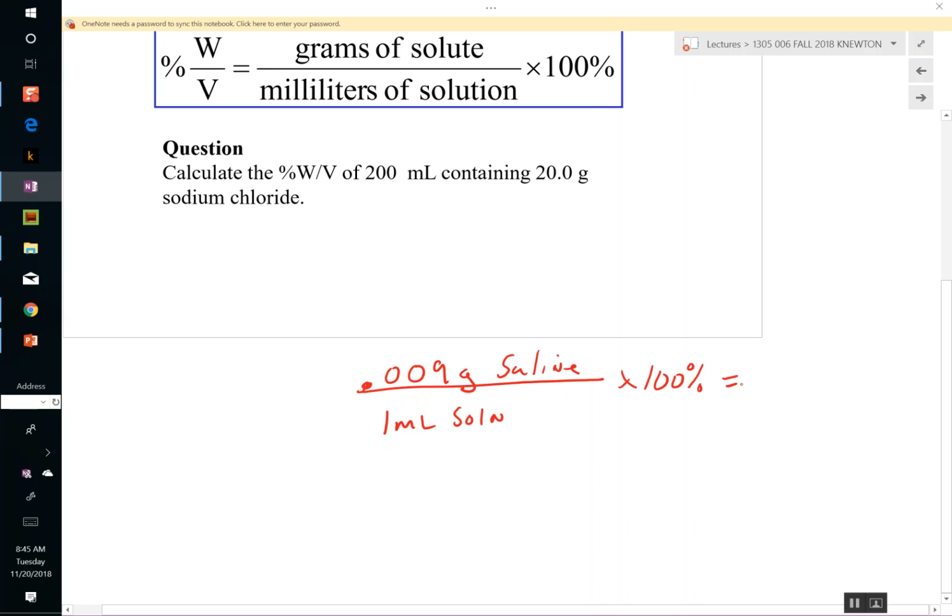Okay? And that comes out to be a 0.9% weight volume percent saline solution, right? Am I right? Okay, so that's what saline is. It's got 0.009 grams of saline in every milliliter of solution. Saline solution.